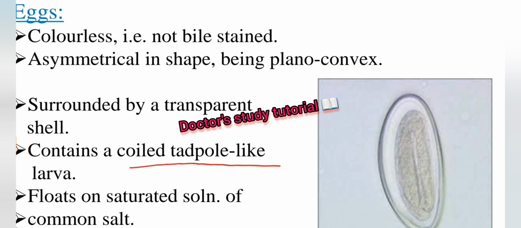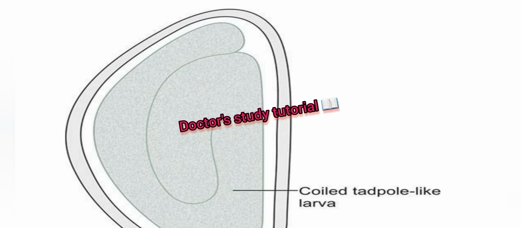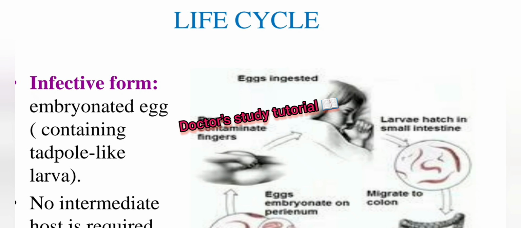Surrounded by a transparent shell. Contains a coiled tadpole-like larva. Floats on saturated solution of common salt. So the egg looks like this. The life cycle of Enterobius vermicularis. The most common and important viva question is the infective form. The infective form of Enterobius vermicularis is an embryonated egg containing a tadpole-like larva.